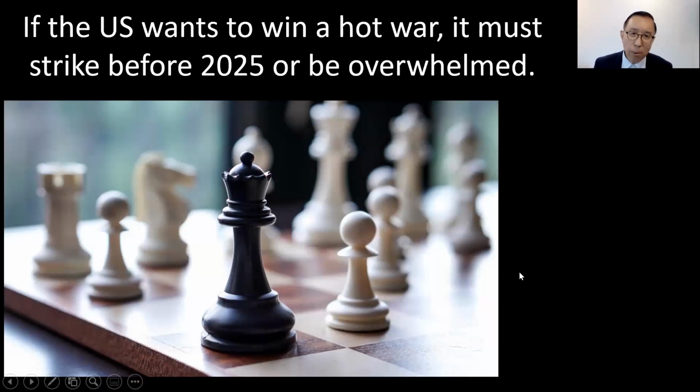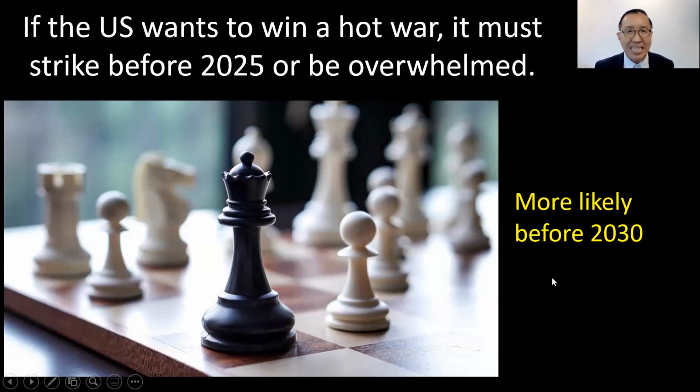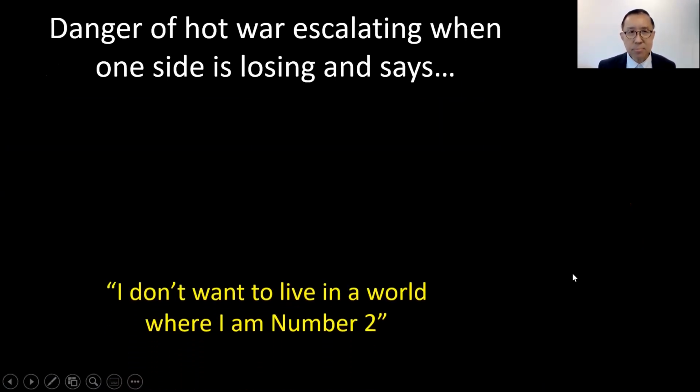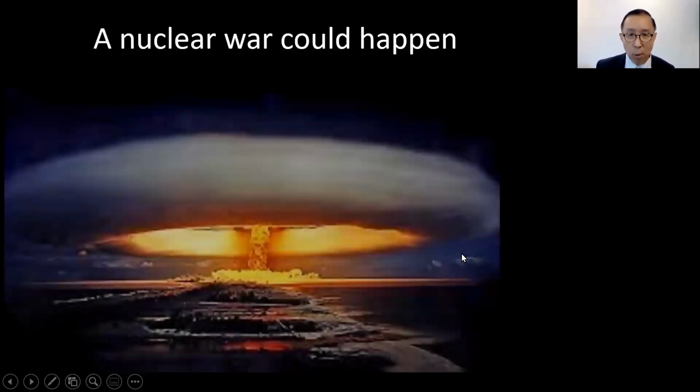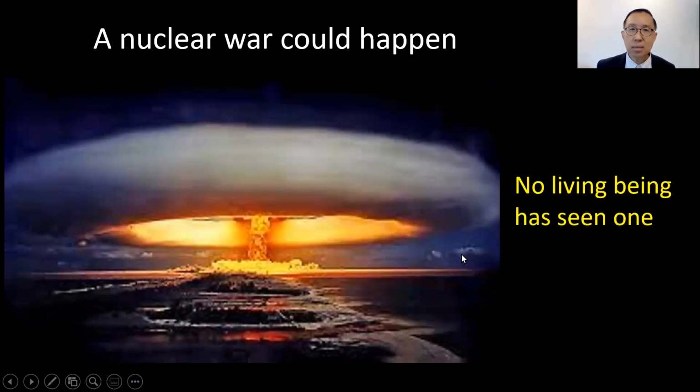But such reports are produced by military people, and maybe they just want a bigger budget. I would say instead of 2025, maybe before 2030. Now, if there's a hot war, there's a danger it will escalate, because if one side is losing and they take the view that I don't want to live in a world where I am number two, then what would they do? They would really escalate, which means nuclear war could happen. This is, of course, the worst scenario for any of us.